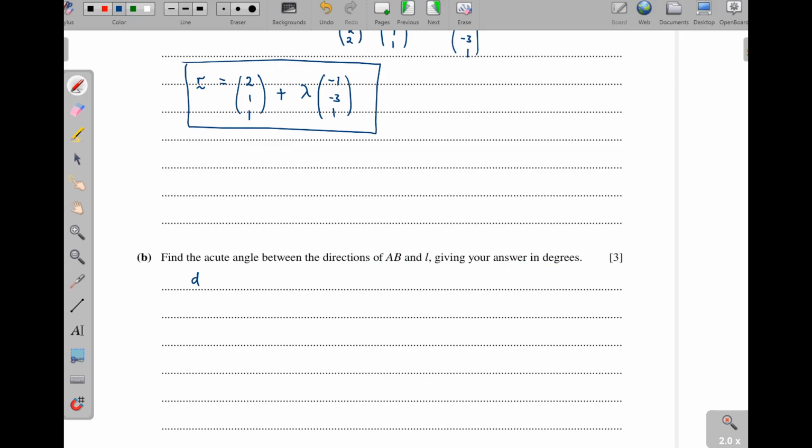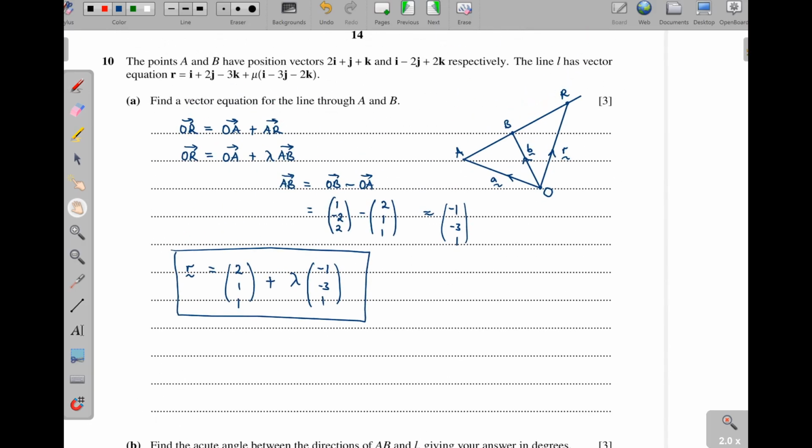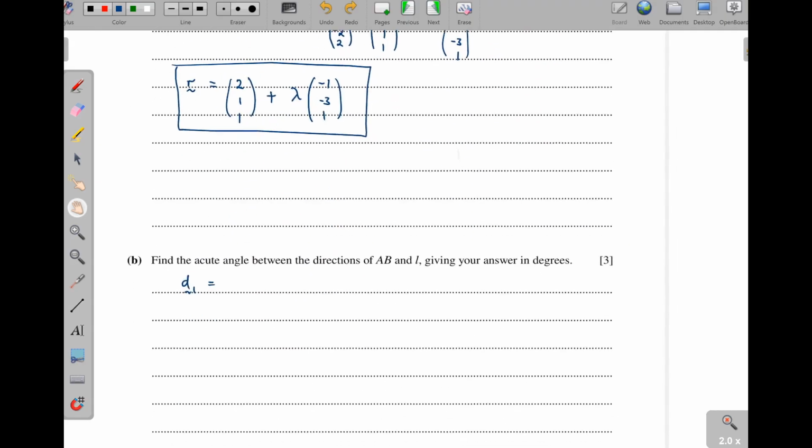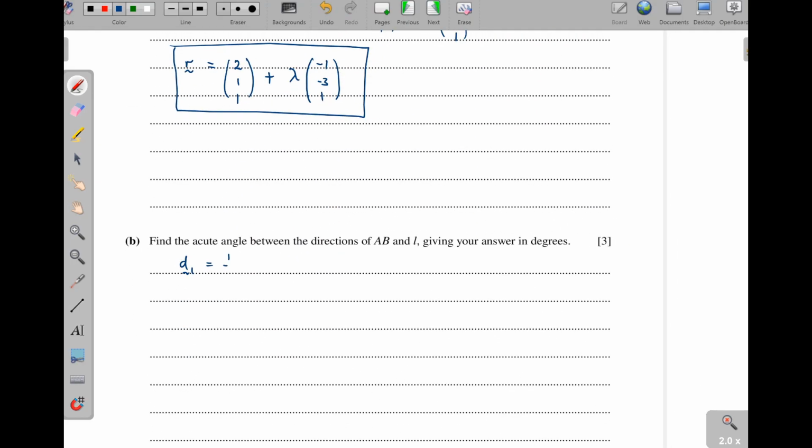Okay, then next, part B: find the acute angle between the directions of AB and L. The direction vector of L is given as this one you see in here, that is (1, negative 3, negative 2). Then the direction vector of AB, the one we have found here, is (negative 1, negative 3, 1). So here we use the scalar product.